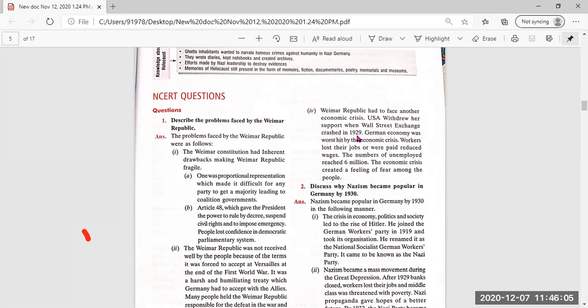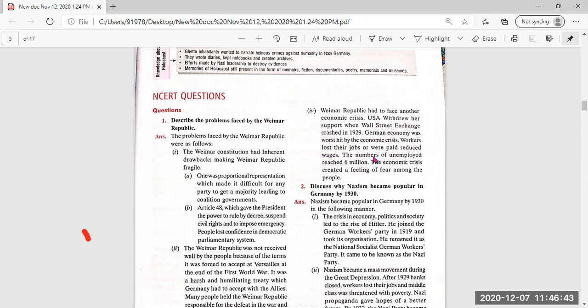the Wall Street exchange crashed. The biggest exchange was the Wall Street exchange, and the US withdrew. The US, who was previously supporting Germany, now took away its support from Germany. The German economy was worst hit by the economic crisis, very badly, because there was no support from any other country.